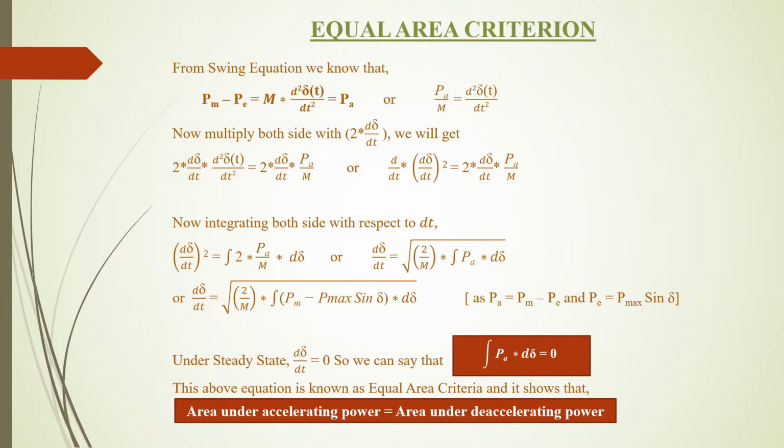Under steady state, we all know d delta dt equals 0. So we can say that integration of Pa into d delta equals 0, which represents the equal area criteria, and it shows that the area under the accelerating power equals the area under the decelerating power.